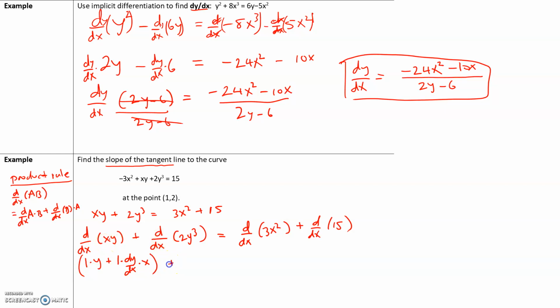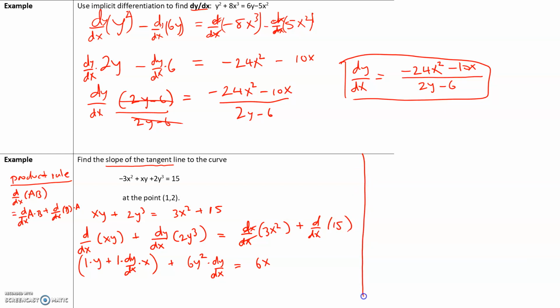Now d/dx of 2y cubed, you multiply 3 times 2, this gives you 6y to the second power. I add a y here, so that's going to be times dy/dx. On the right side, 2 times 3 is going to be 6x. dx over dx cancels out. And the derivative of a constant is going to be 0, so we're not going to worry about that. So this is what we have so far.